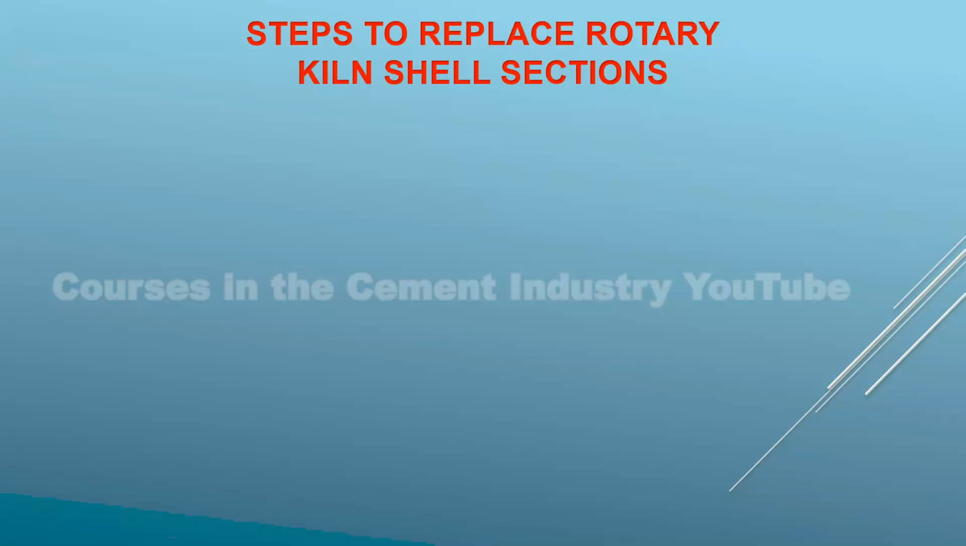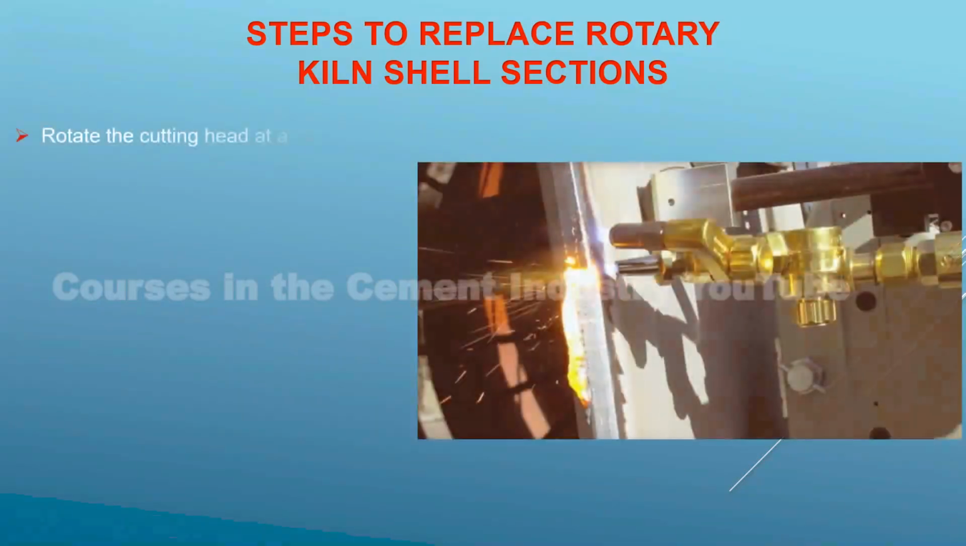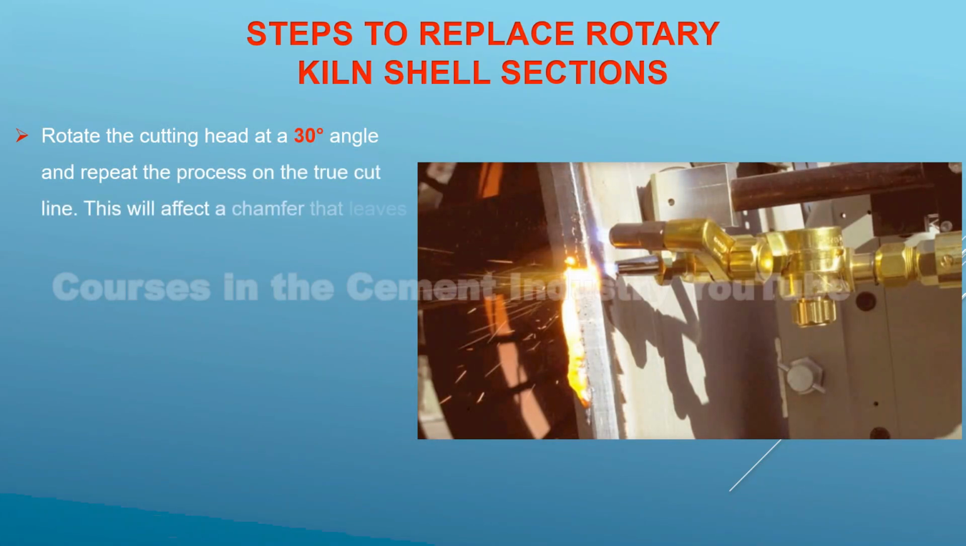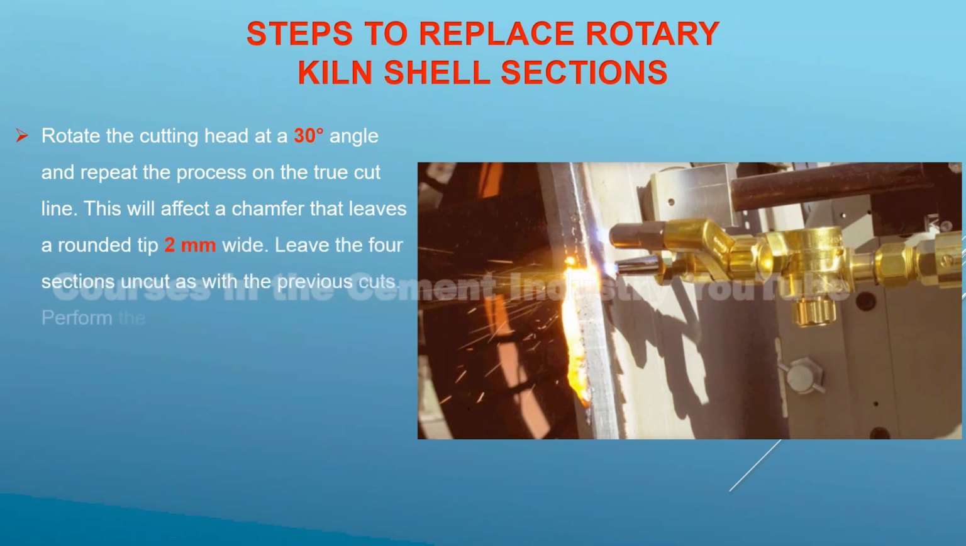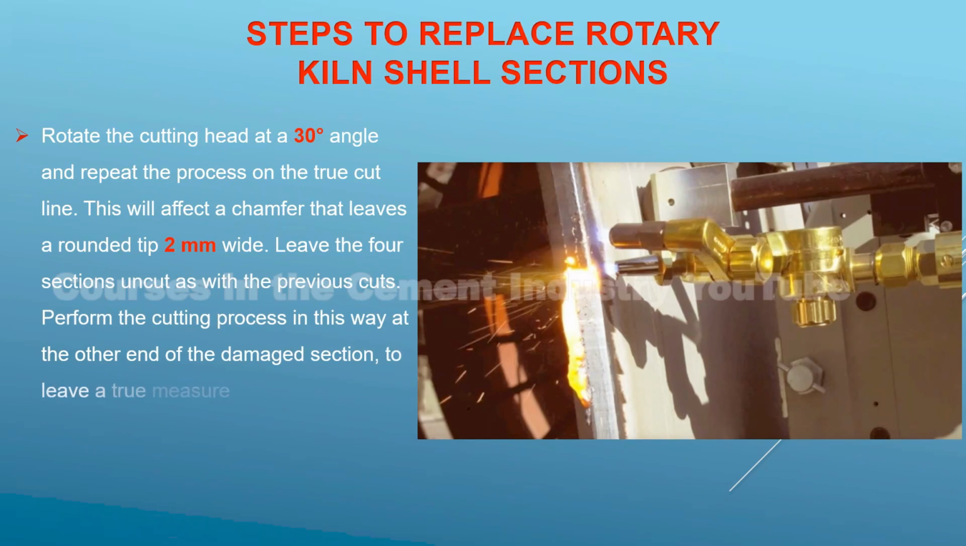Step 10. Rotate the cutting head at 38° angle, and repeat the process on the true cut line. This will effect a chamfer that leaves a rounded tip, 2 mm wide. Leave the 4 sections uncut, as with the previous cuts. Perform the cutting process in this way at the other end of the damaged section, to leave a true measure for the prefabricated rotary kiln cylinder.